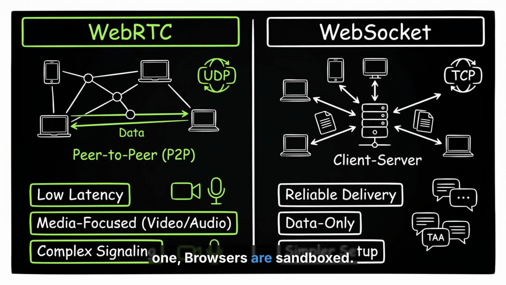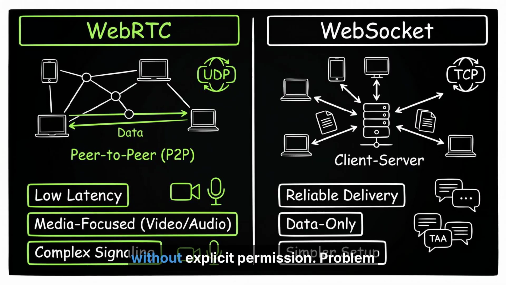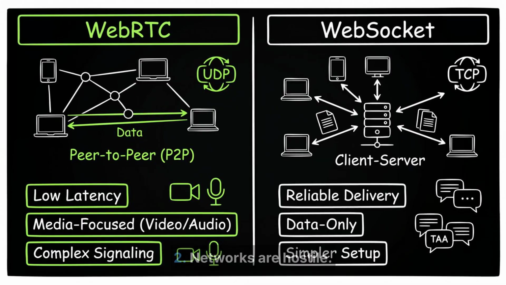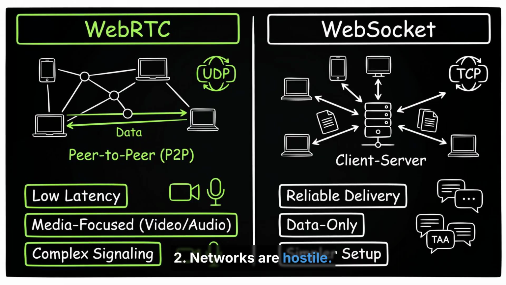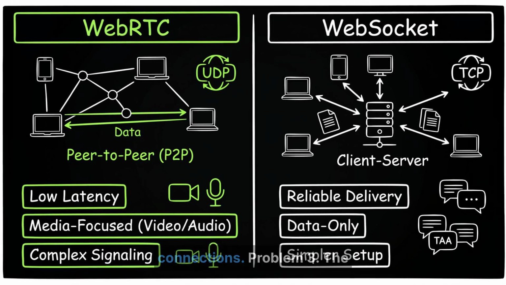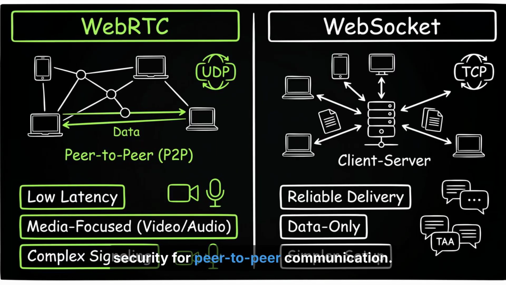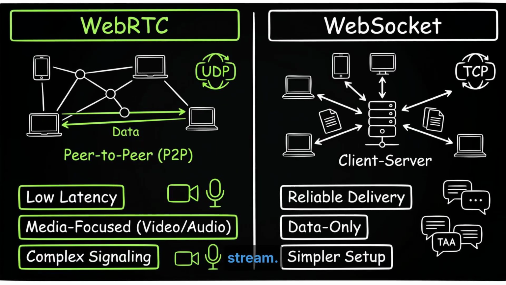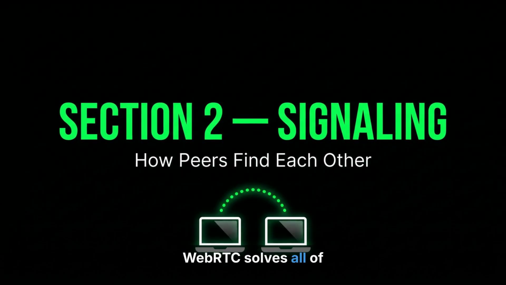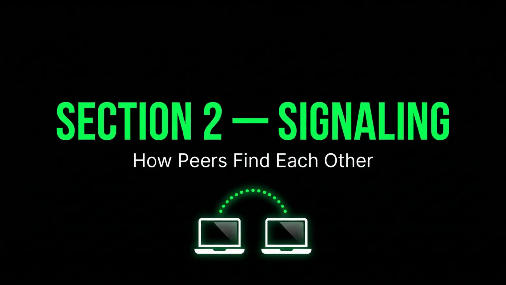Problem 1. Browsers are sandboxed. They cannot directly access your camera or microphone without explicit permission. Problem 2. Networks are hostile. Firewalls and NATs sit between you and the other person, blocking direct connections. Problem 3. The internet has no built-in security for peer-to-peer communication. Anyone could intercept your stream. WebRTC solves all of these problems simultaneously, and that is what we're going to decode today.